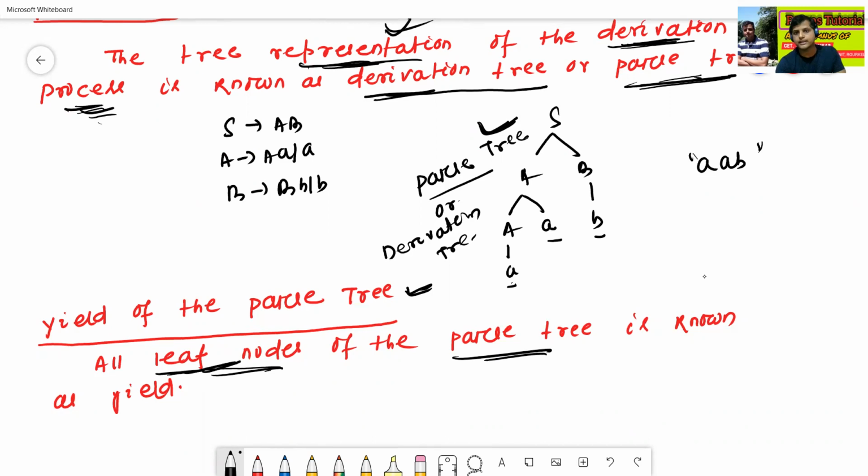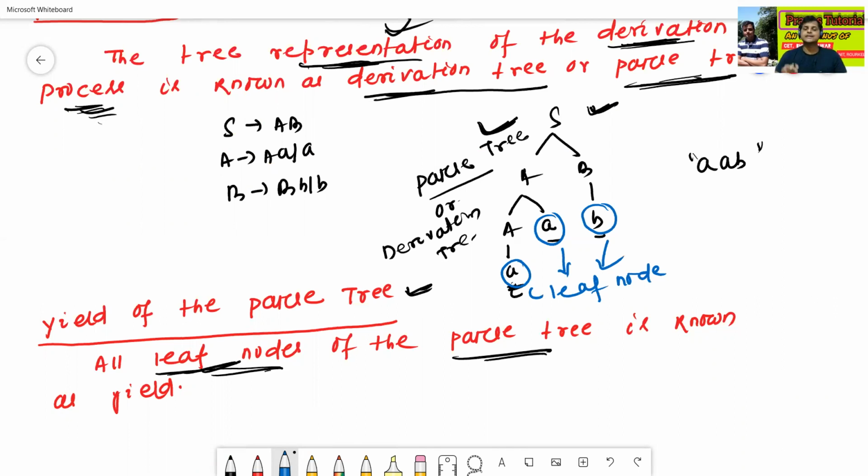So this is one parse tree. Now we check all the leaf nodes of the parse tree. Here this is one leaf, this one is also a leaf, this one is a leaf, this one is a leaf, and this is also a leaf node. This one is also called a leaf node. All the leaf nodes of the parse tree together are called its yield.